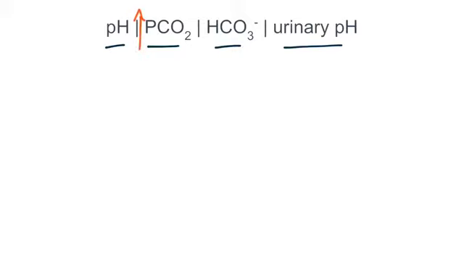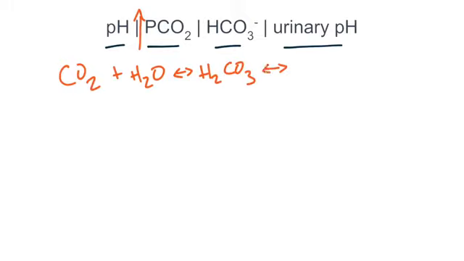And as you'll recall from the previous lecture, this results in a right shift, which means carbon dioxide gets converted into acid, which can be remembered by using the reaction from the previous lecture. Carbon dioxide and water react to form carbonic acid, which then gets converted into bicarb and acid. So again, carbon dioxide gets converted into acid.